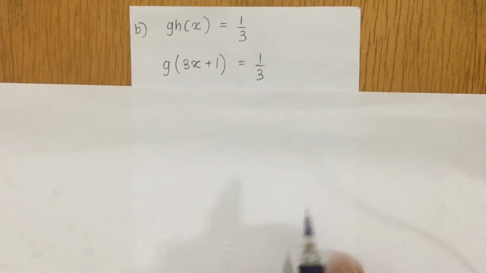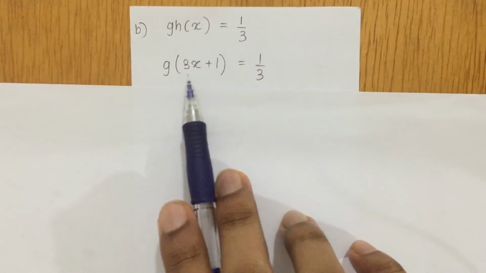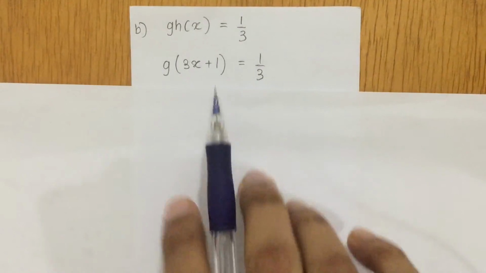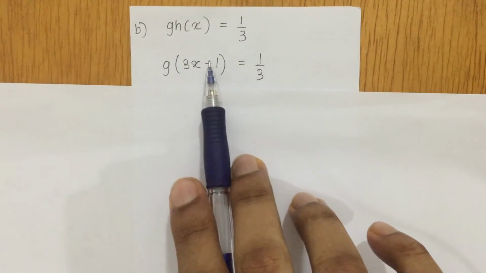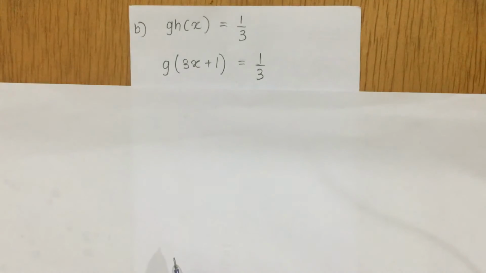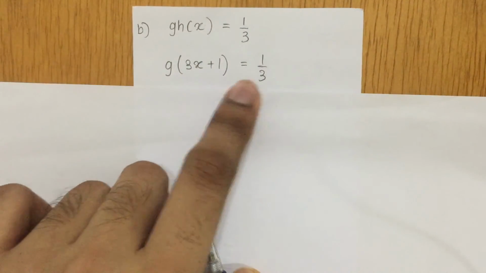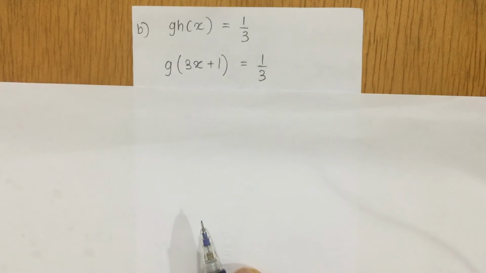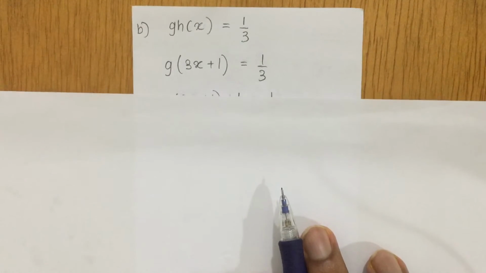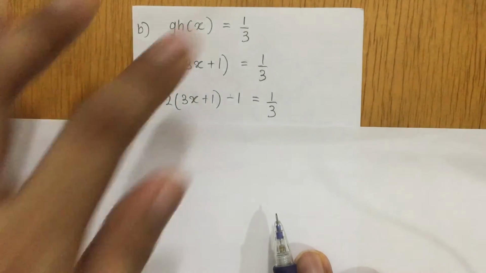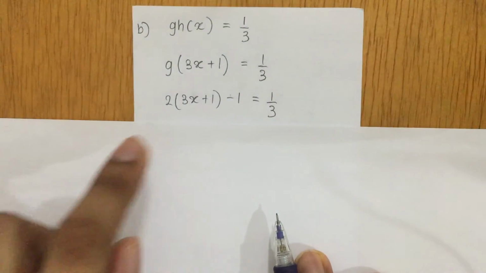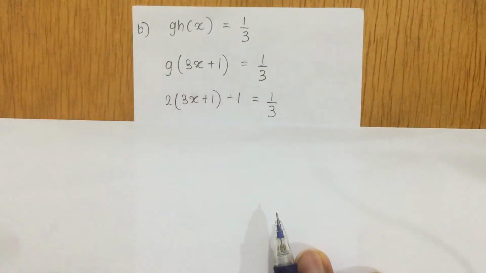Okay, in the question, we know that the function hx is equals to 3x plus 1. So you write the function here. So later on, this 3x plus 1 will be mapped into the function g, guys, to form the composite function. Okay, and then it equals 1 over 3. So from here, let us continue. This 3x plus 1 will be mapped into the function g.